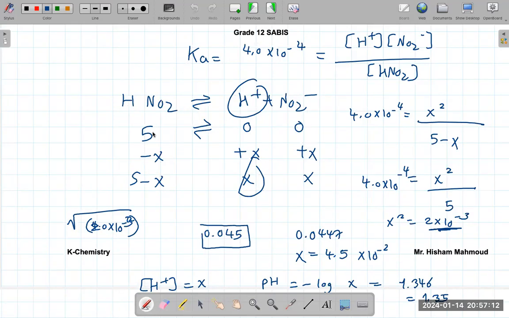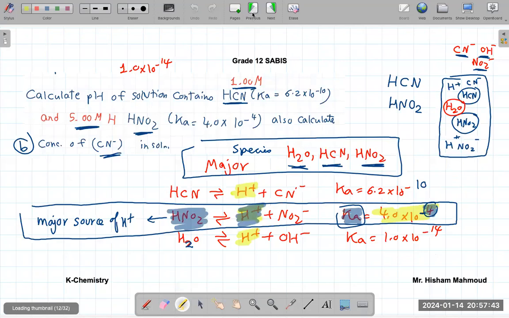The HNO2 will give me 5, goes to 0, 0. This is the initial concentration of HNO2 that I gave you. Minus X, plus X, plus X. Continue the ICE table and get the X. Once you find the X, get its square root. Once you find it, don't forget that the X that you found is the H plus. Then you can find its negative log to find its pH. So the pH came from the H plus that came from the HNO2, and you have ignored the H plus that came from the water and the HCN. Why? Because it's very low concentration.